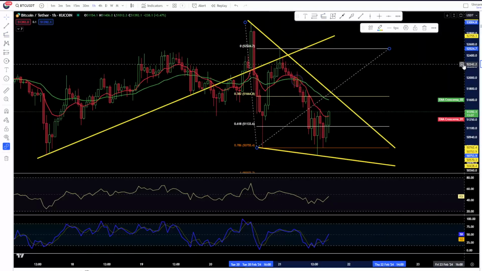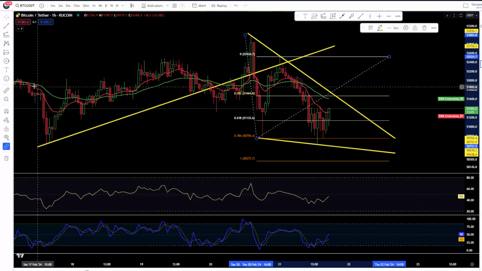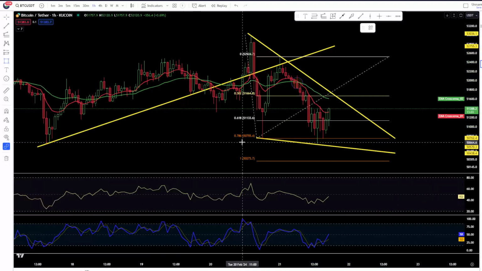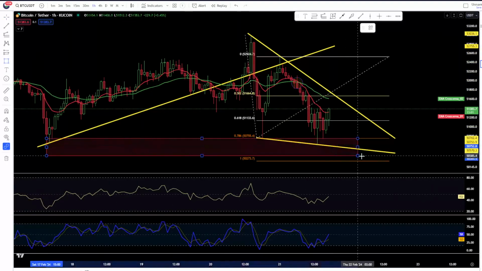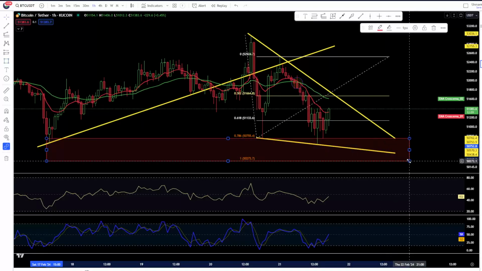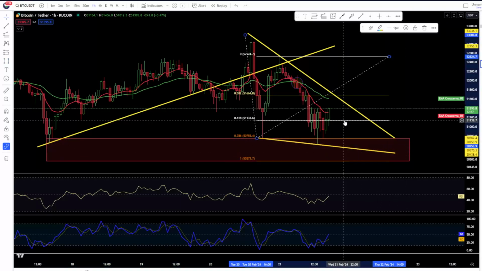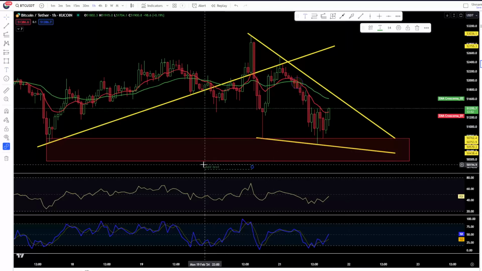And here, after deploying the trend-based fib extension tool, we can determine a strong support zone from $50,752 to $50,272, which for now keeps the price from falling further.